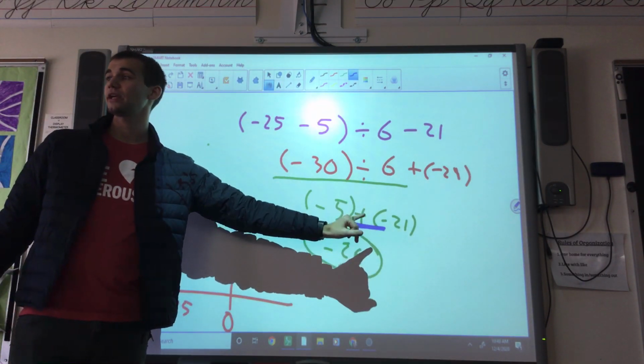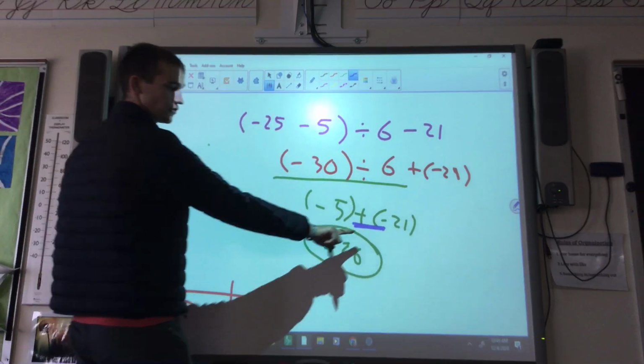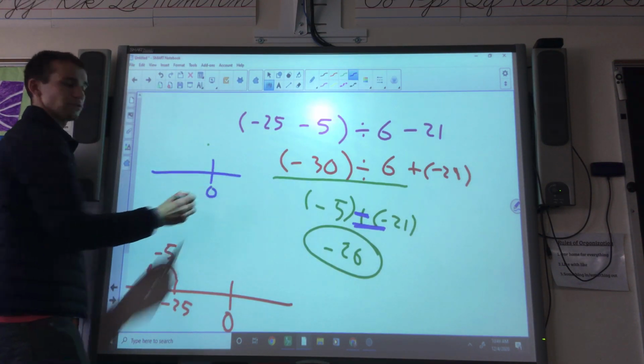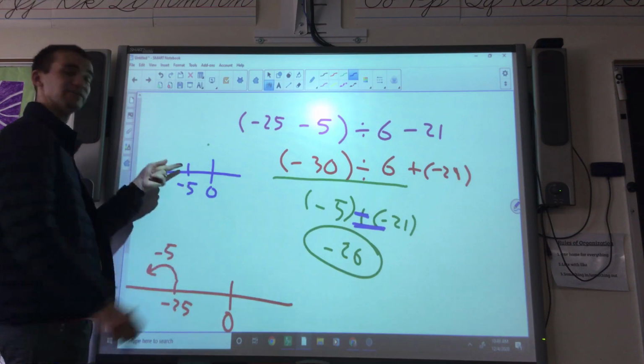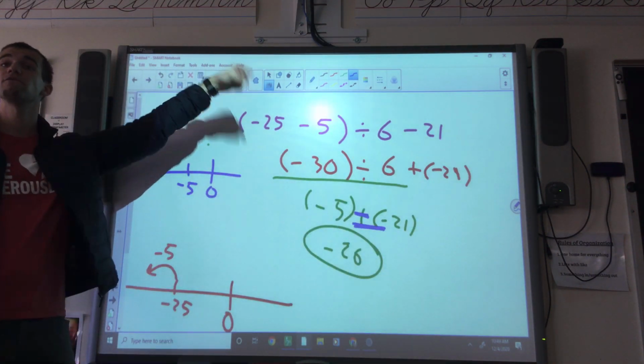If these were both negatives, then we would be going forward. So let's change this up. If this was negative, I'm not doing this to make fun of you. I'm just doing it to show you the visual. Because hey, you're at negative 5. Subtract the negative 21. This actually means you're going forward 21.